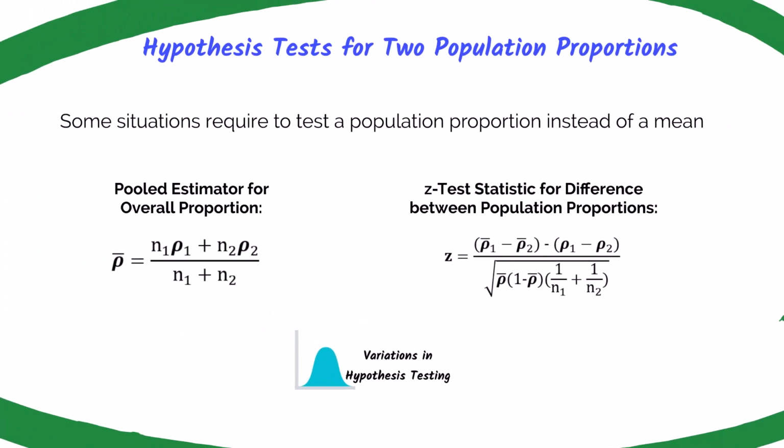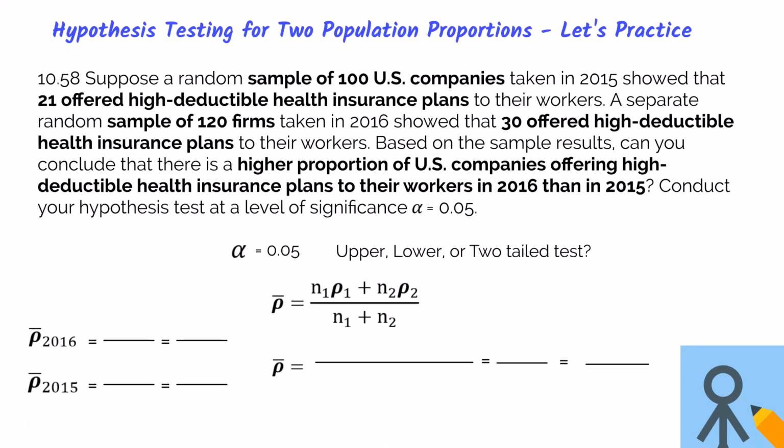Let's go ahead and work on a practice problem next. Here's problem 10.58 from the textbook. Suppose a random sample of 100 US companies taken in 2015 showed that 21 of them offered high deductible health insurance to their workers. A separate random sample of 120 firms taken in 2016 showed that 30 offered high deductible health insurance plans to their workers.